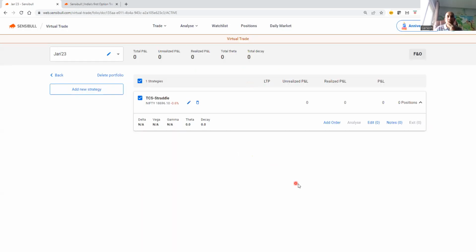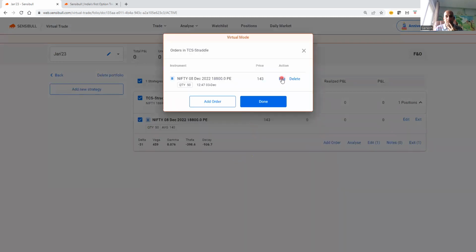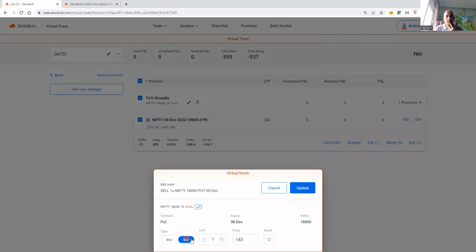So here you can add manually, or you can add existing ones also. I will tell you all the other things. Suppose, let's say, I want to take a Nifty 18,800 straddle. Put sell. No, not sell, buy.